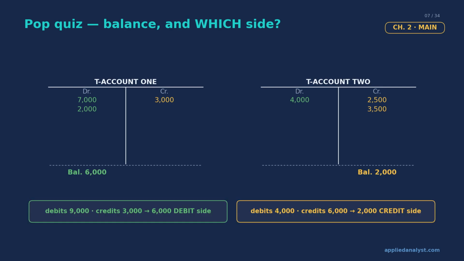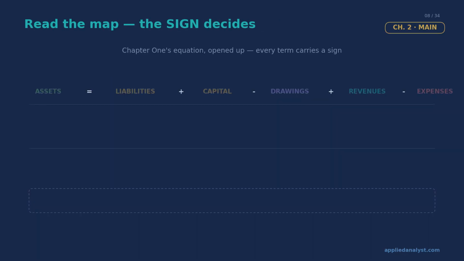Ready? 1. Debits $9,000, credits $3,000, balance $6,000. Debit side, debits win. 2. Debits $4,000, credits $6,000, balance $2,000, credit side. Both, right? You already think in T accounts. So who grows on which side?